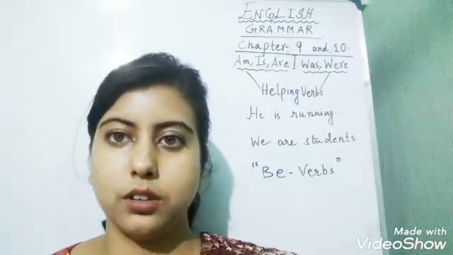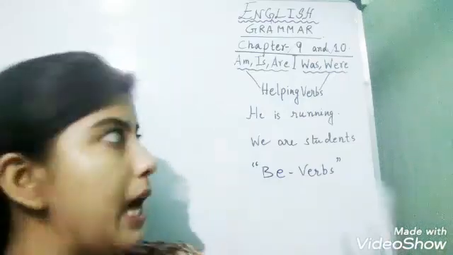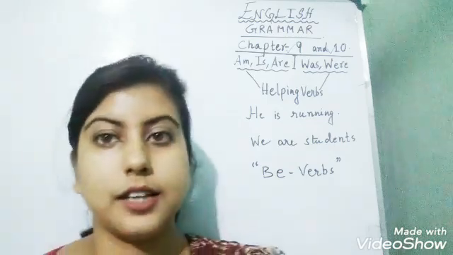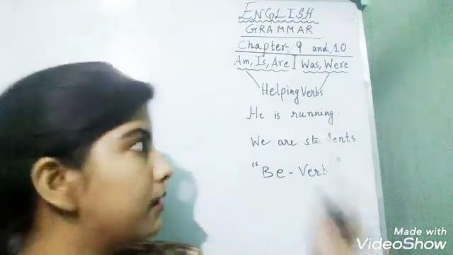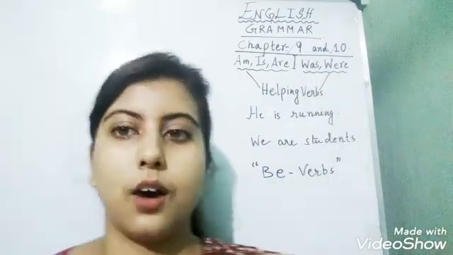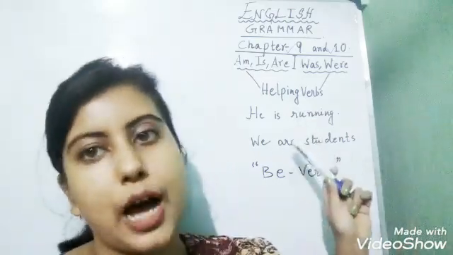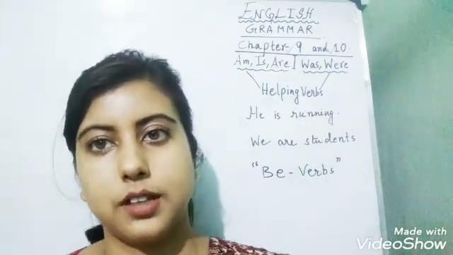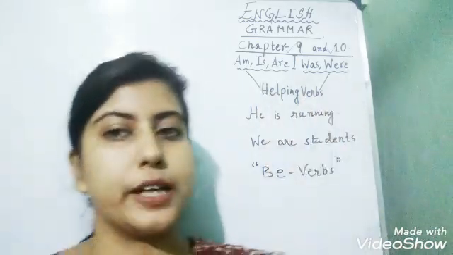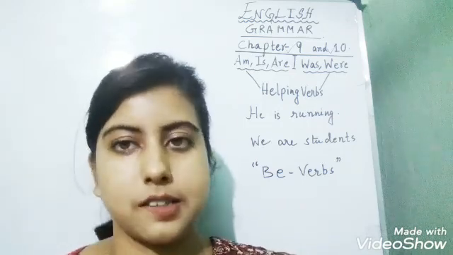Today we will do some grammar chapters. They are chapter 9 and chapter 10. The names of the chapters are am, is, are and was, were. Now you must be wondering why we are doing these two chapters together. That is because these two chapters are interrelated and you should learn them simultaneously.